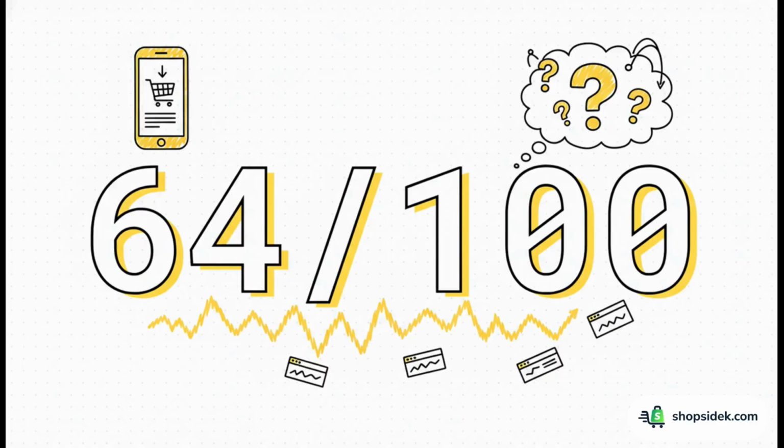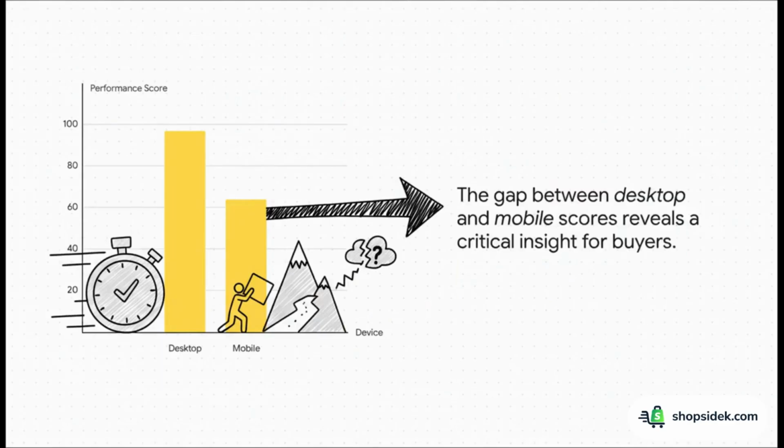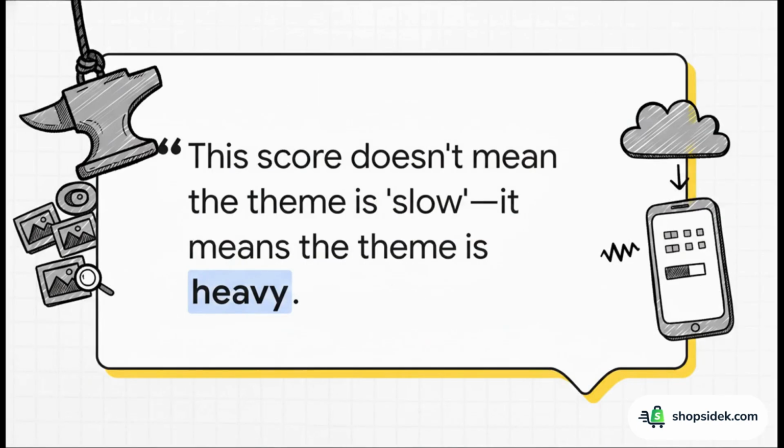How can the same theme be so fast in one place and so average in another? And this right here, this chart, it tells the whole story. That massive gap between the near-perfect desktop score and the mediocre mobile score, that's the real puzzle we need to solve. Understanding this gap is everything. And here's the solution to that puzzle. It's so important to get this, that 64 doesn't mean the theme's code is slow. It means the theme is heavy. The demo store is just jam-packed with huge, beautiful images and a ton of features, and all that weight just bogs it down on a weaker mobile connection.